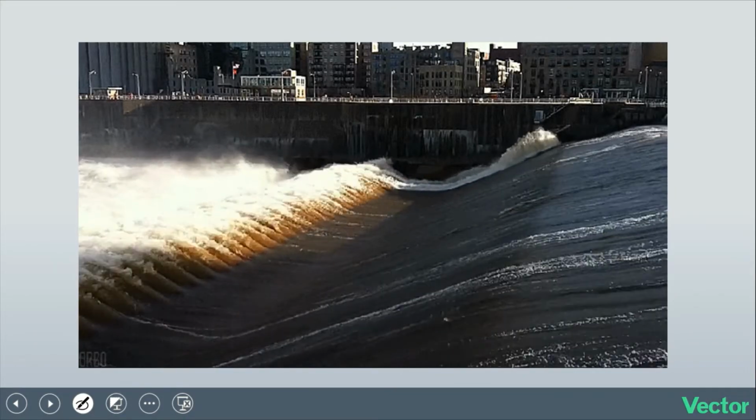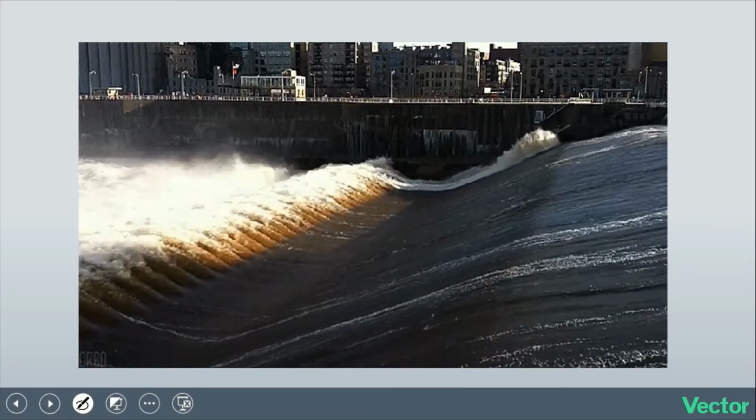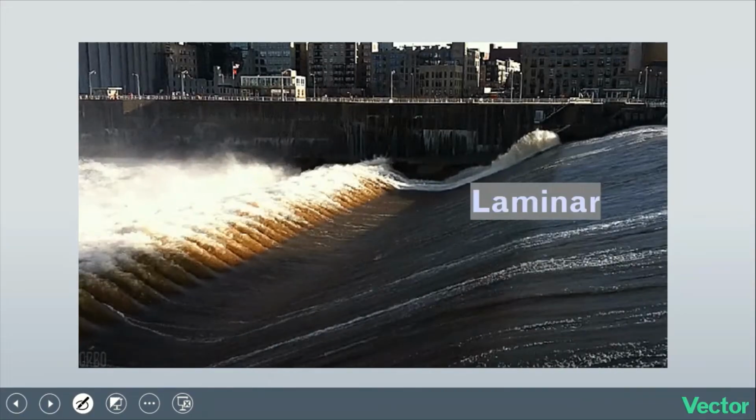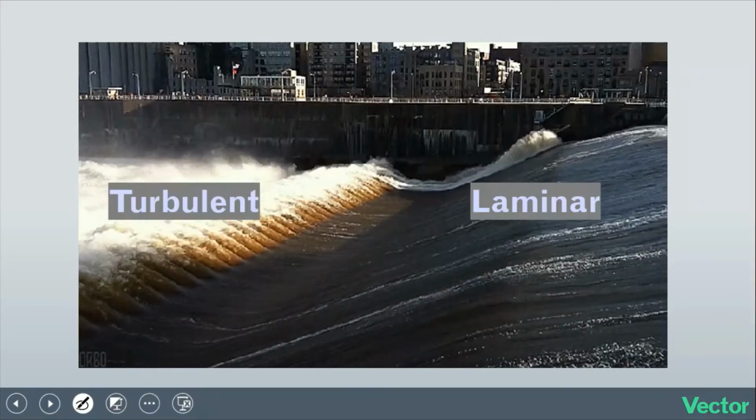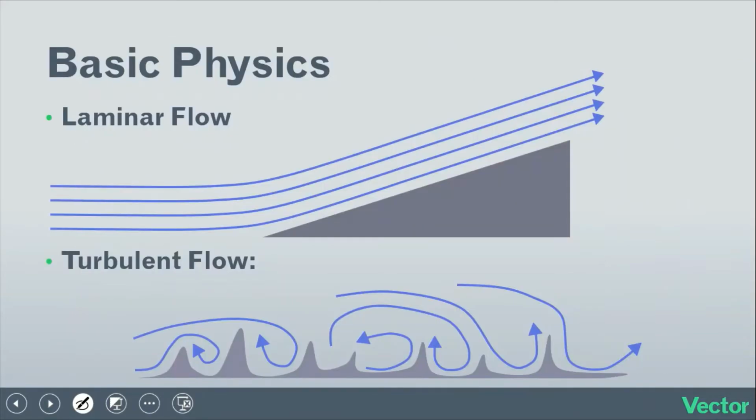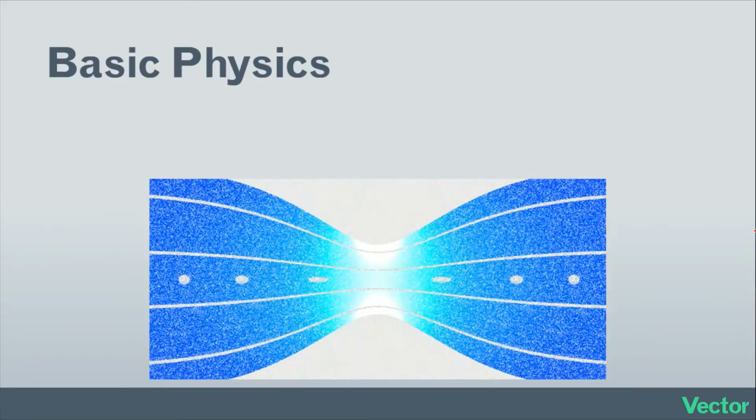So fluid flow can either be smooth, ordered, and layered, which is called laminar flow, or it can be rough, disorganized, and irregular, which is called turbulent flow. And it's this laminar flow that we need to produce a force. So laminar flow is what's going to be useful for us. Turbulent flow isn't really useful for us in any sort of meaningful way. We need laminar flow to produce a force.